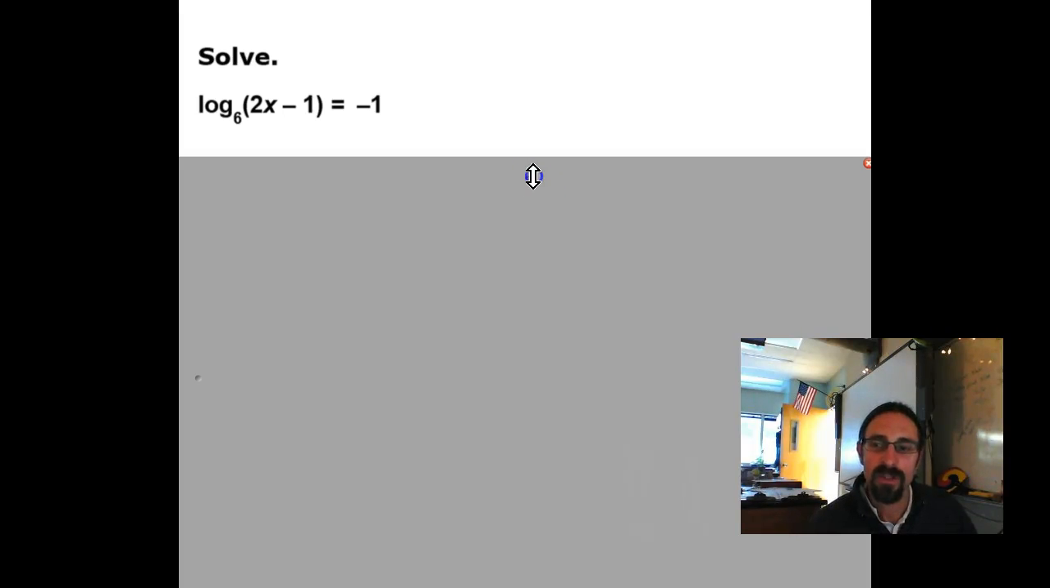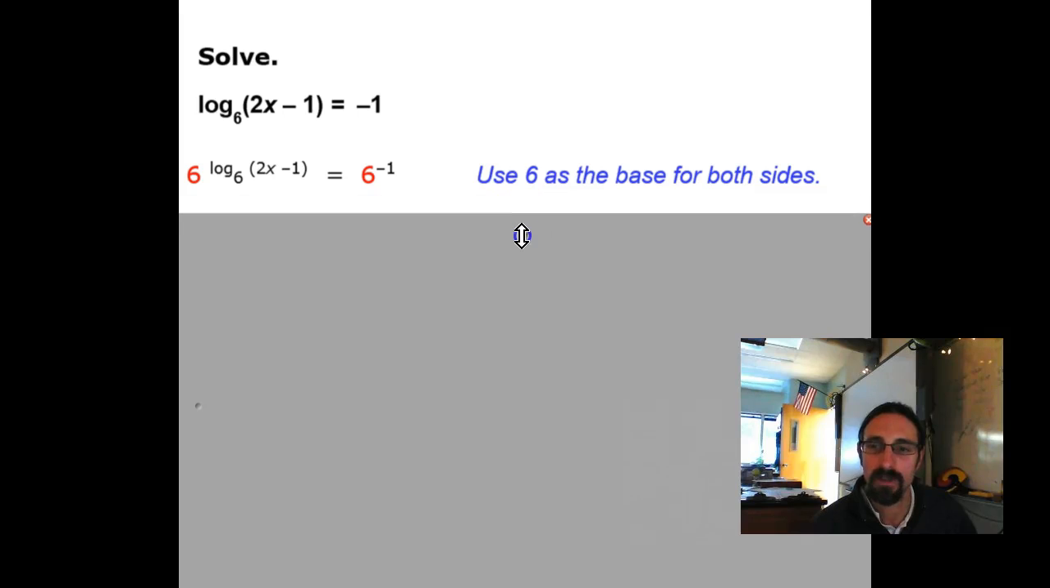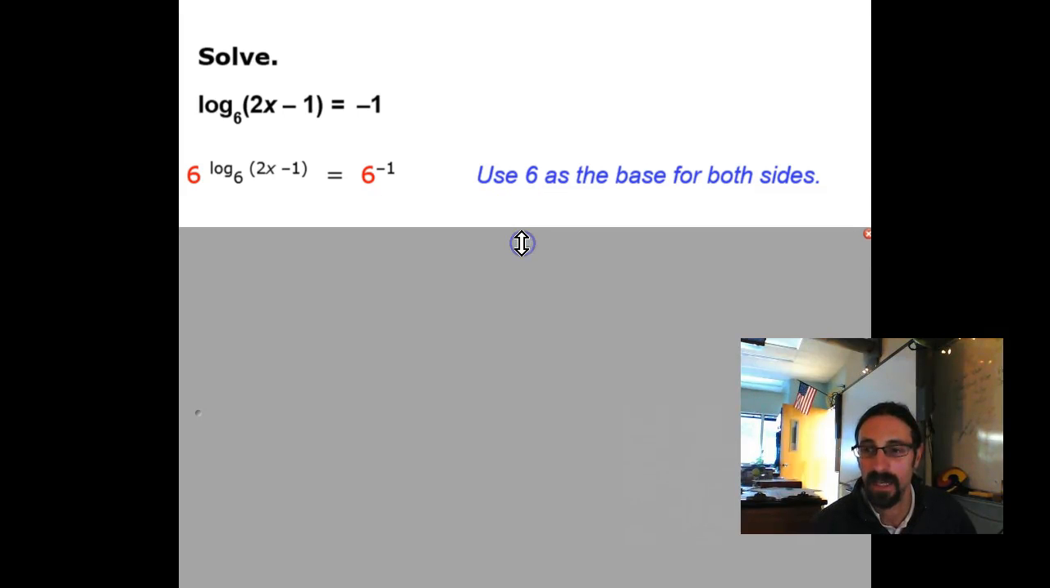Log base 6 of 2x minus 1 equals negative 1. Well, where do we even start to solve this? Well, the solution is to raise both sides, or basically give both sides the power 6 and raise them to the equation. So what we're saying is, because this base is 6, let's raise both sides to the base 6, for lack of better terms.